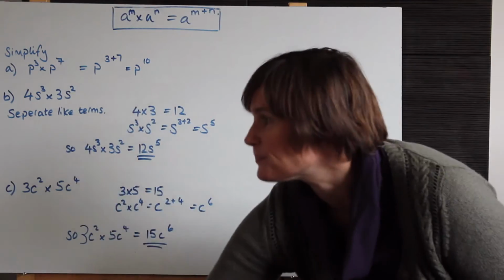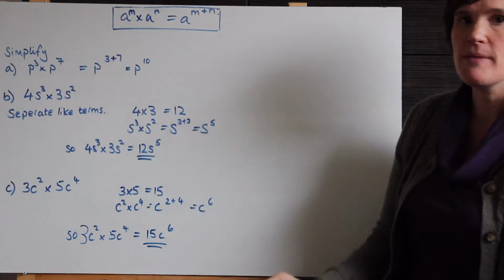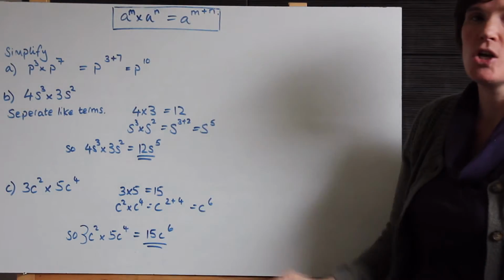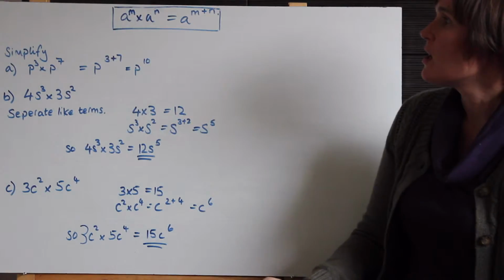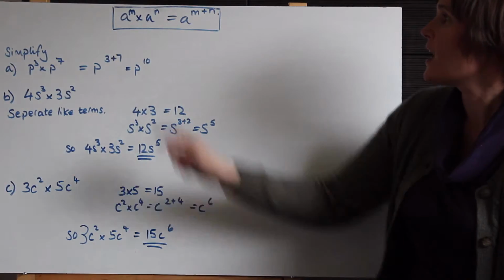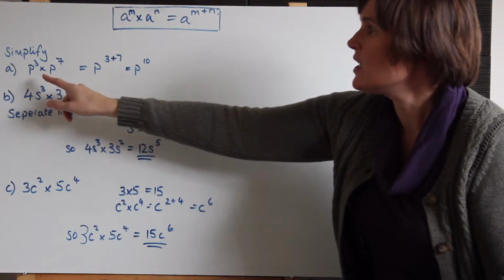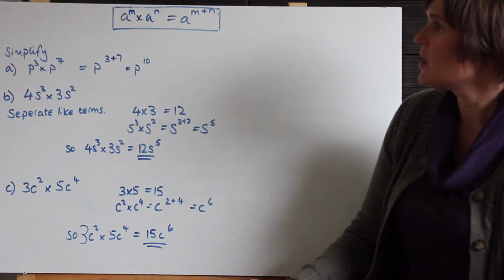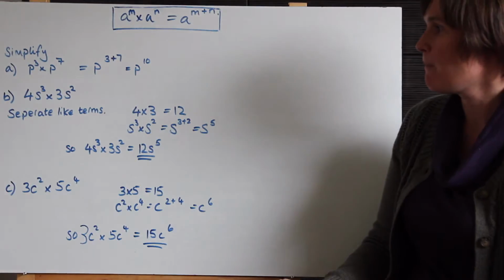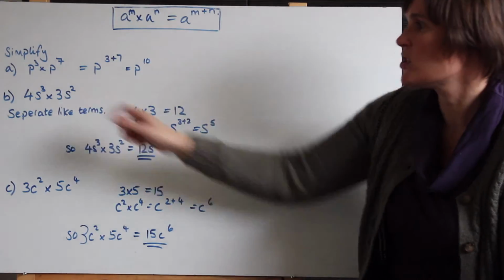So we can use index laws, and the first index law is a to the power of m times a to the power of n equals a to the power of m plus n. So if we're multiplying two terms that have the same base, we can add their indexes. Here, p cubed times p to the power of 7 equals p to the 3 plus 7 equals p to the power of 10. Here, 4s cubed times 3s squared.